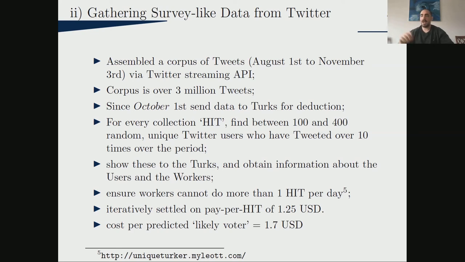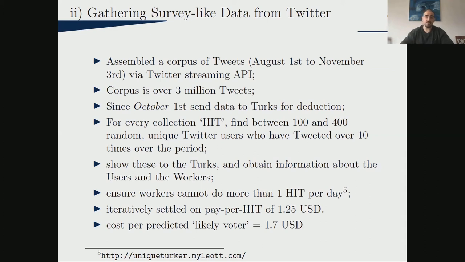And every day we fed between 100 and 400 unique random Twitter users from our big corpus who tweeted over 10 times over the period. Now, upon reflection, this constraint that people must have tweeted over 10 times in order to be in our sample, I've come to think of it as a restriction which adds more selection bias into our sample. Because obviously you're more likely to capture people who have high interest in politics, and that biases your sample a little bit. So in future iterations of this work, I think we're going to change that for the second part of the data collection.